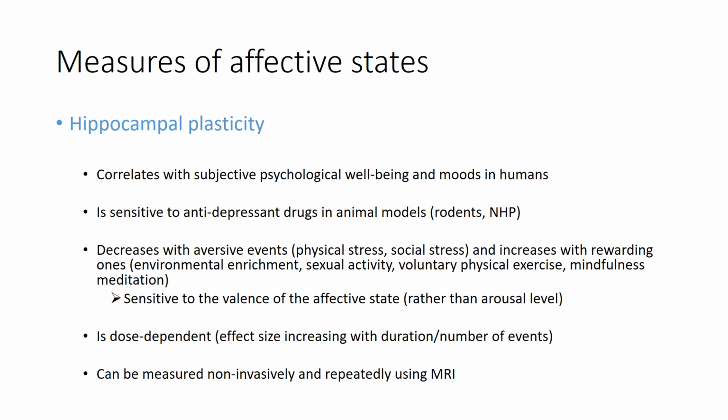Hippocampal plasticity has also been shown to decrease with aversive events such as physical and social stress, and to increase with rewarding events such as environmental enrichment, sexual activity, voluntary physical exercise, and mindfulness meditation. These studies in humans and animal models suggest that hippocampal plasticity measures reflect the valence of the affective state rather than the arousal level.